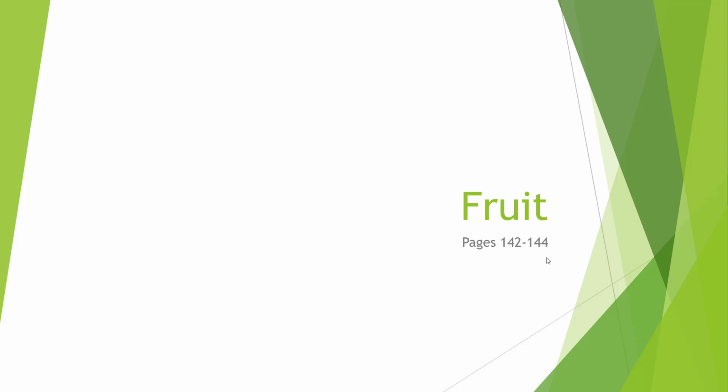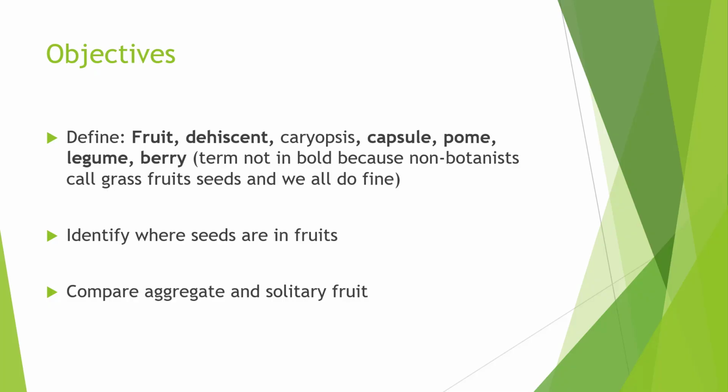And now for something a little bit more seedy, let's look at fruit. Be able to define fruit, dehiscent, Caryopsis, well, not for the test, capsule, pome, legume, and berry. Be able to identify where seeds are in fruit and be able to compare aggregate and solitary fruit.